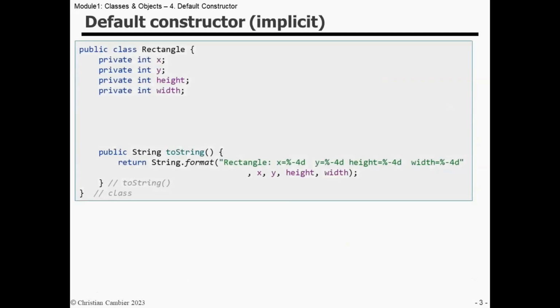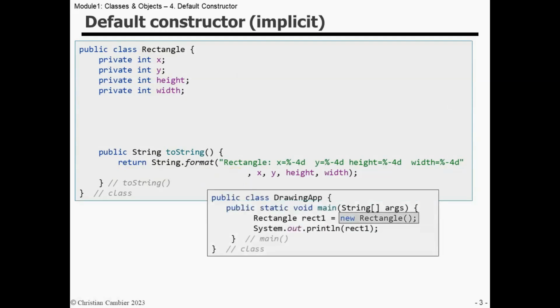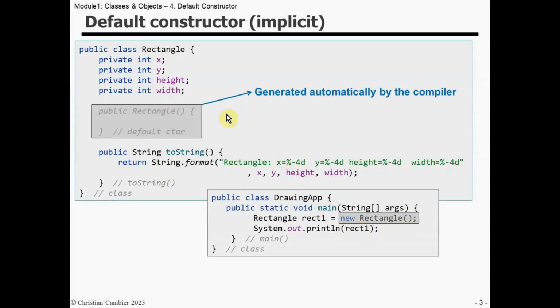Suppose we have this rectangle class with four properties, x, y, height and width, and a toString method which returns the state of the object in a string format. And we want to use that in a client. So clearly there is no constructor defined. Still, we will be able to create an instance of this class. Why? Because the compiler will automatically create a constructor without parameters. And this constructor is called the default constructor. Since it is generated by the compiler, it is an implicit default constructor.